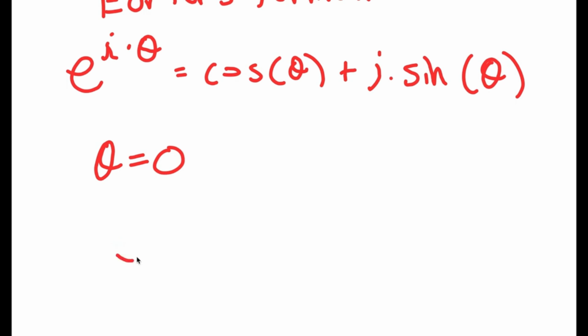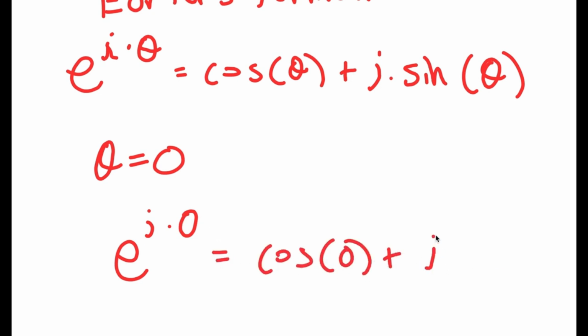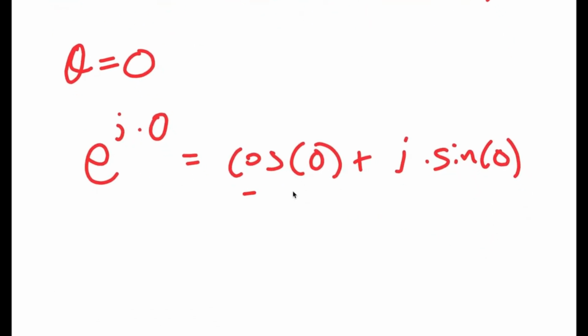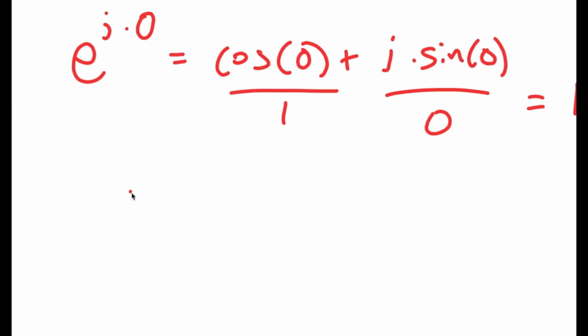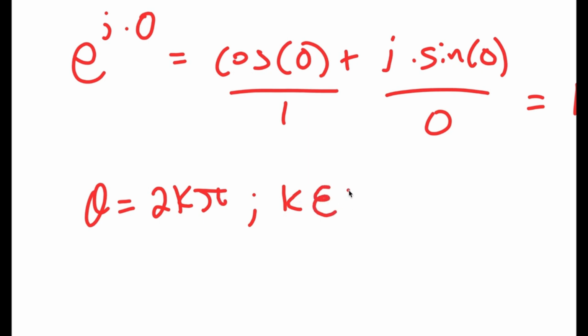So now I get e to the power of i times 0 is equal to cosine of 0 plus i times sine of 0. Cosine of 0 is 1 and sine of 0 is 0. So I get this all is equal to 1. Now, what if we say theta is equal to 2k pi? And k is just a substitution for all real numbers.